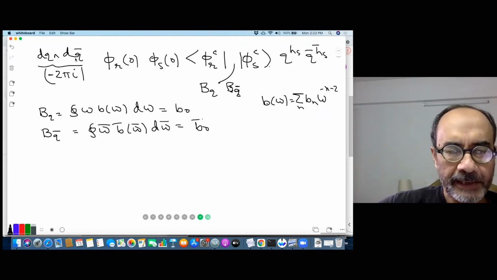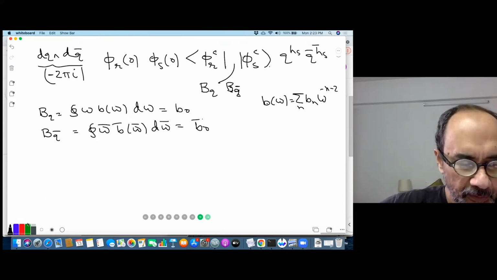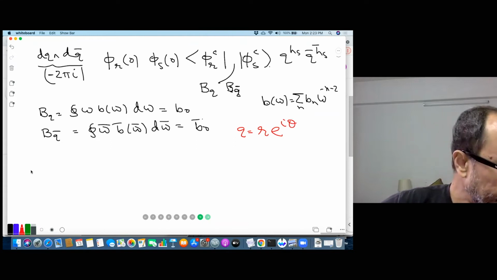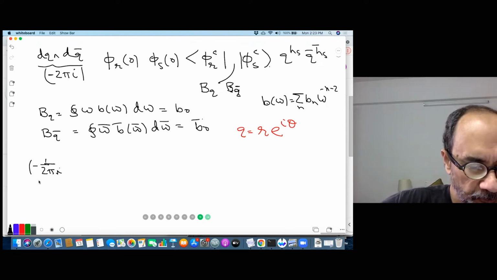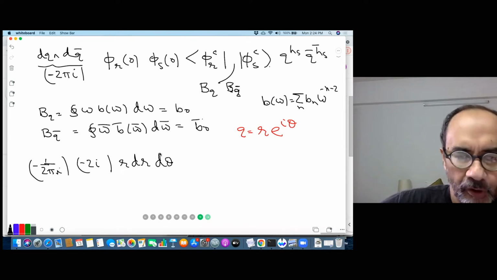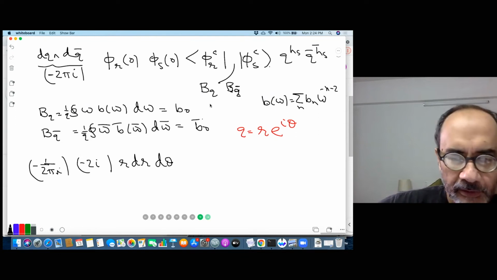Okay. So now we are going to change variables and write it in a simpler form. We introduce r theta variables. So q we write as r e to the i theta. So this can be written as minus 1 over 2 pi i. Once you have this, dq wedge dq bar becomes minus 2i r dr d theta. I forgot one important thing, that we had a 1 over q here, 1 over q bar here. So this is b0 over q. Let me write it as q inverse b0, and here I have q bar inverse b0 bar. So r dr d theta, this q inverse q bar inverse gives you r to the minus 2.